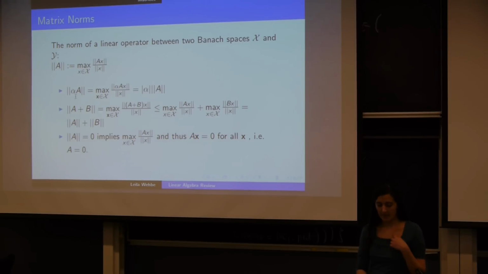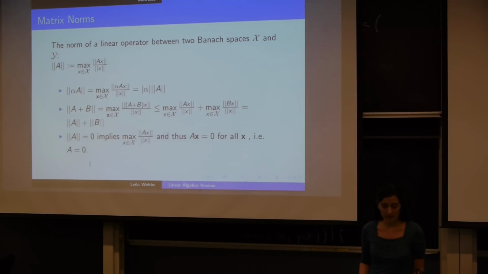The first one is that the norm of alpha A is the maximum over all x of the norm of alpha Ax over the norm of x, and so it's going to be equal to the absolute value of alpha times the norm of A. The second requirement for a norm is the triangle inequality. So the norm of A plus B is the maximum of the norm of (A plus B)x over the norm of x. This is smaller or equal to the maximum of the norm of Ax over the norm of x plus the maximum of the norm of Bx over the norm of x. And so this is equal to the norm of A plus the norm of B, which gives us the inequality that the norm of A plus B is smaller than or equal to the norm of A plus the norm of B.